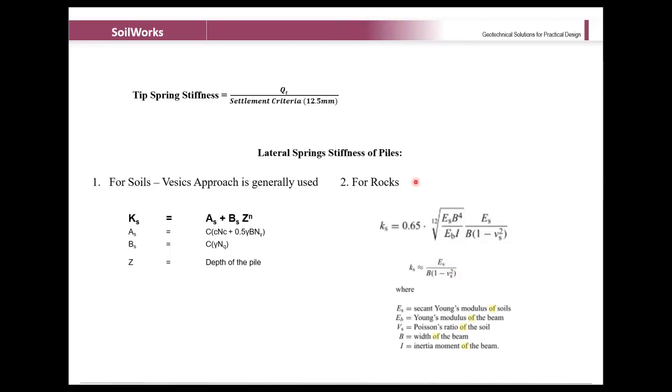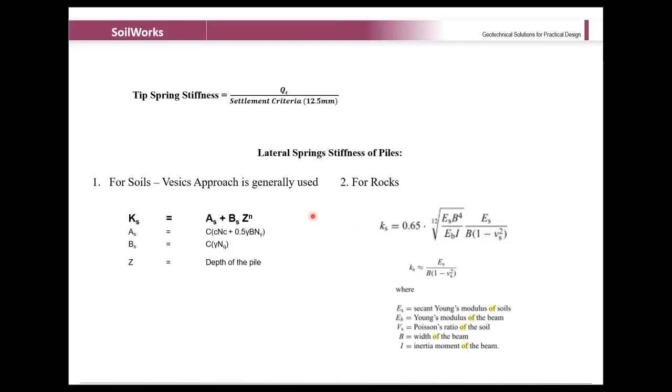So now we got the spring stiffnesses for your tip using this particular formula, and then we got the lateral stiffness using these particular equations for soils as well as rocks. But these are only for linear springs. Basically you'll be getting one particular value in both the cases, and that particular value will be linearly varied using linear interpolation, and then you will be having linear springs. So that's one particular case.